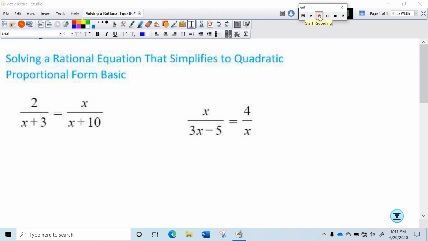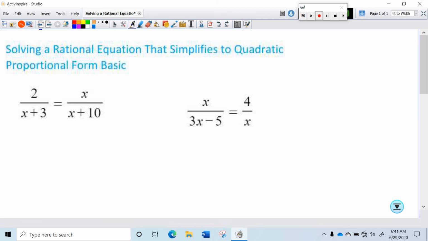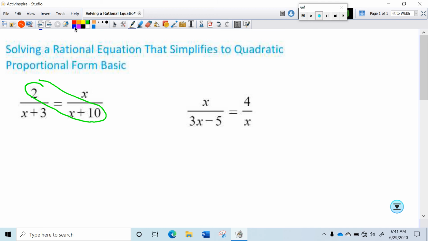Whenever I have a fraction equaling a fraction, I'm going to cross multiply first. So here's what I mean by that. The 2, I'm going to multiply it by the x and the 10. That's the key. You got to multiply it by both things. So 2 times x is 2x. 2 times 10 is a positive 20.